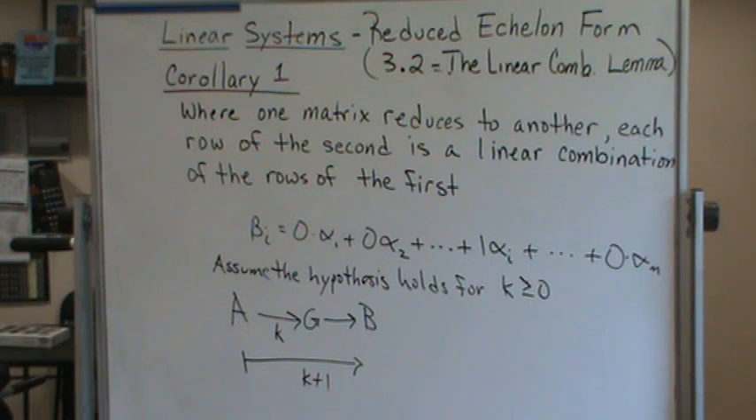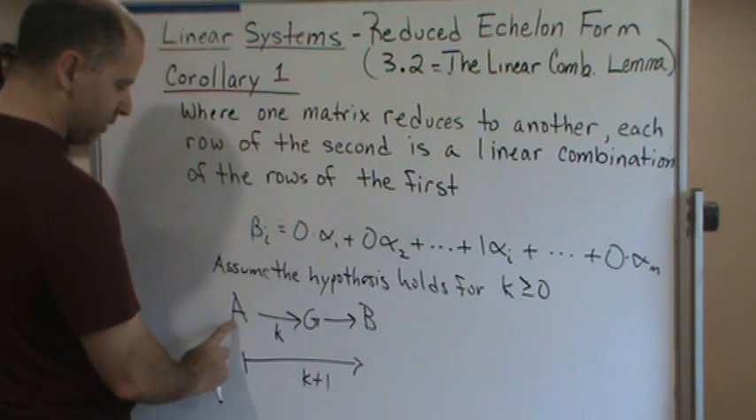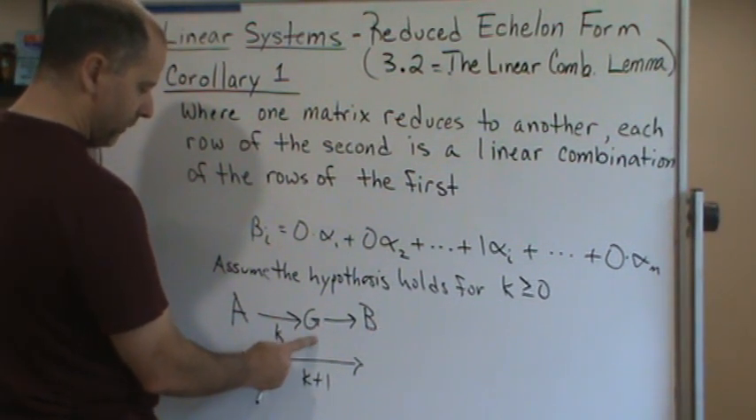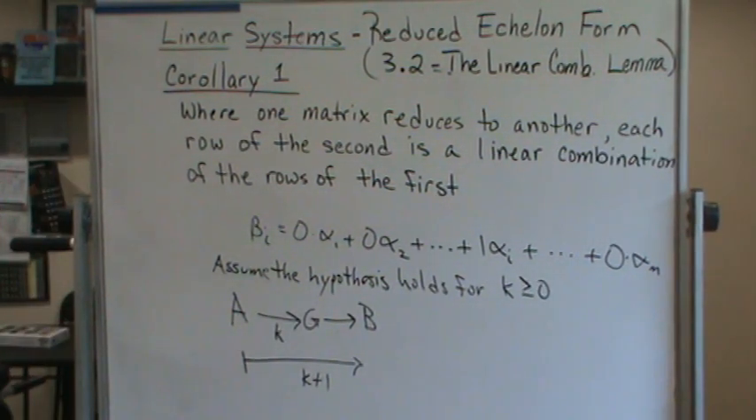Okay, now we're going to verify that the rows of B are linear combinations of the rows of G. We know that each row of G is a linear combination of the rows in A. Now we just need to show that B is a linear combination of the rows of G, which by extension is also a linear combination of the rows of A because of the linear combination lemma. Okay, so now, which is basically what we're going to be using.